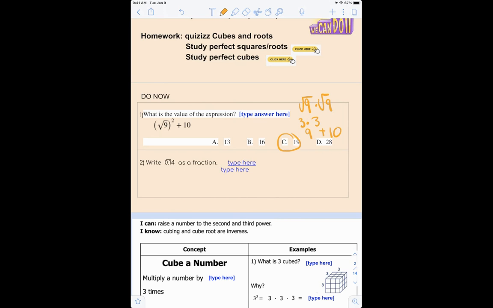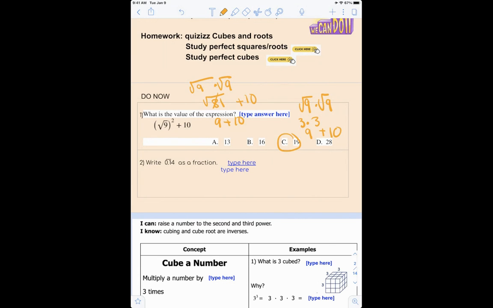So a second way to look at this is to multiply the square root of 9 times the square root of 9. And because those are both square roots, you can multiply the numbers underneath, which is the square root of 81 plus 10. And the square root of 81 is 9. And 9 plus 10 also gives you 19.